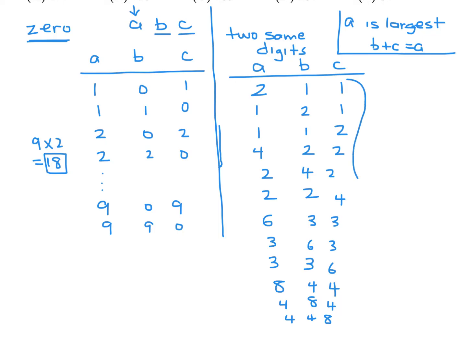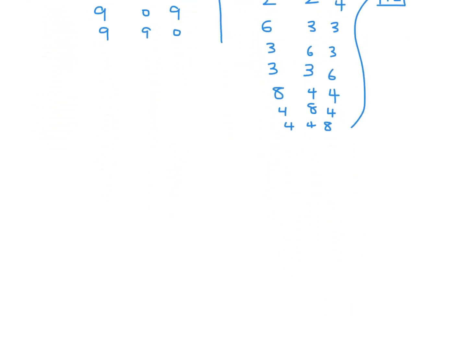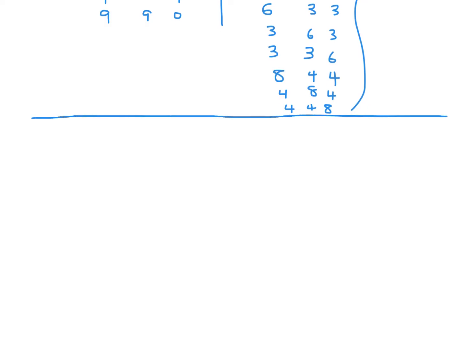So how many did I get here? 1, 2, 3, 4, 5, 6, 7, 8, 9, 10, 11, 12. I got 12 here. Okay, good. Moving right along. So we got 18 and 12. And then the final scenario is there's no 0, and all 3 digits are different.